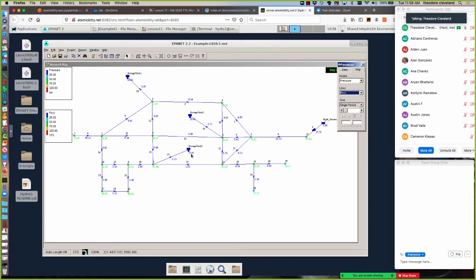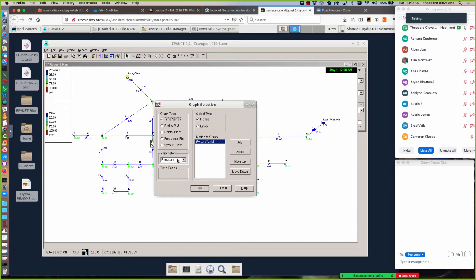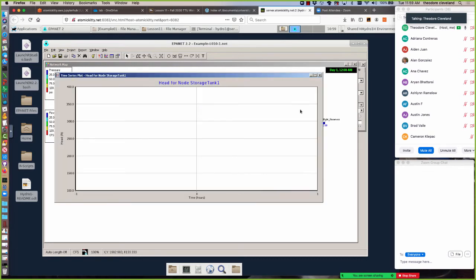It says that pipe 31 is adding water to the storage tank, pipe 30 is adding water to the storage tank, and pipe 29 is adding water to the storage tank. So if we were to look at the plot of, hope this will work, head in the storage tank, I think it should return a 220. Yeah, there's no information, so it can't do a time series plot.